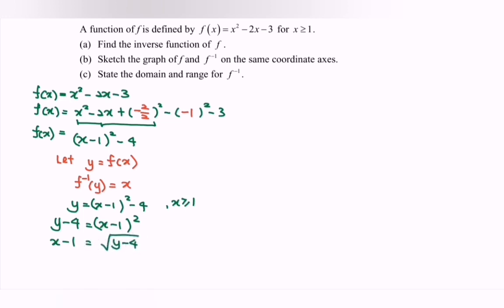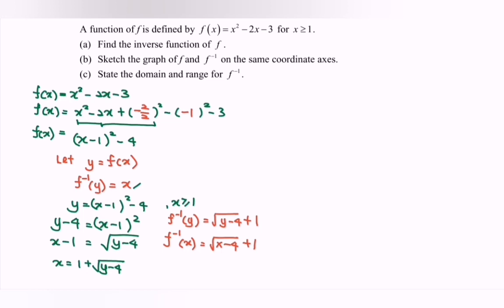Continue. We have x - 1 equals the square root of y + 4. We only involve the positive sign because here they mention x must be greater than or equal to 1. Finally, x = 1 + the square root of y + 4. As we all know, x actually equals f inverse of y. So f inverse of y = square root of y + 4, plus 1. F inverse of x will be square root of x + 4, plus 1. So that will be the inverse function for f.